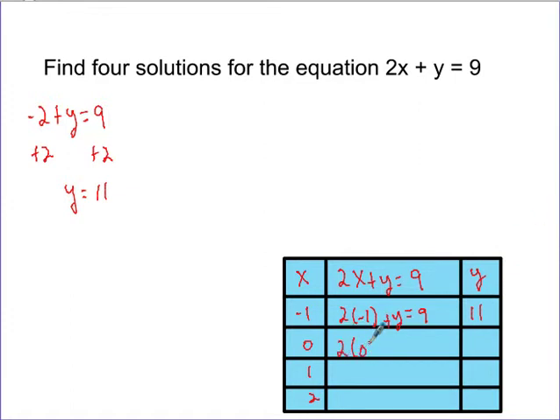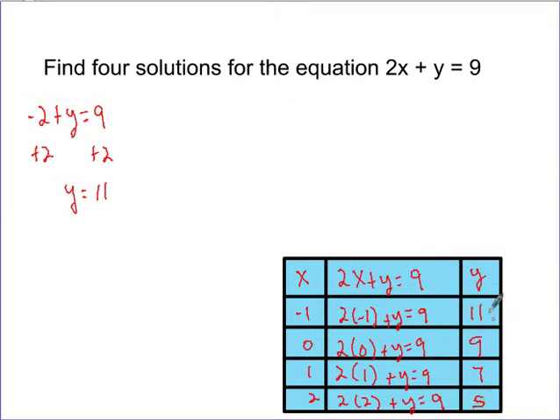2 times 0 plus y equals 9. And since we multiply 2 and 0, that's 0 plus y, and 0 plus 9 would equal 9. This one would be 2 times 1 plus y equals 9. We need to subtract 2 from both sides, so y equals 7. And then finally 2 times 2 plus y equals 9. 2 times 2 is 4. Subtract 4 from both sides, and y equals 5.